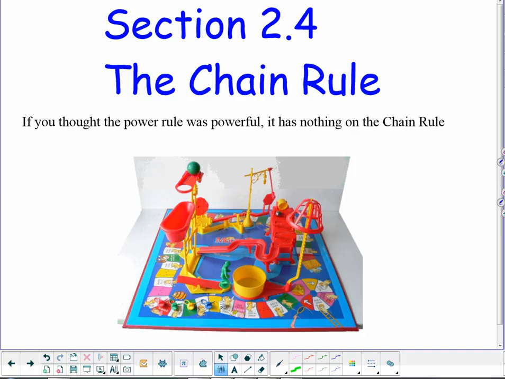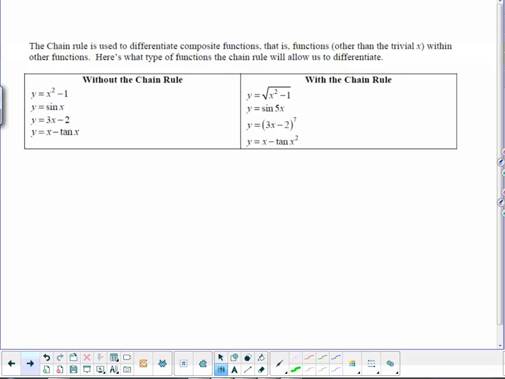And you know how, if you trickle one thing, this is going to come down, and then it's going to cause this to float down, and just a lot of chain reactions. That's kind of what happens in our chain rule: we have many things triggering subsequent derivatives. So the chain rule is used to differentiate composite functions, functions that are other than just a trivial x within other functions.